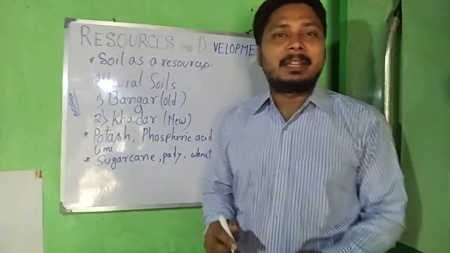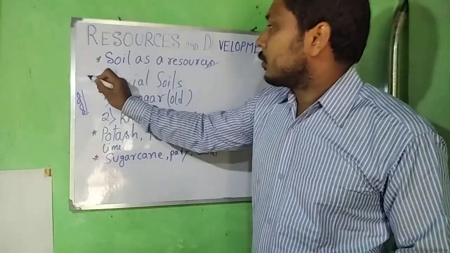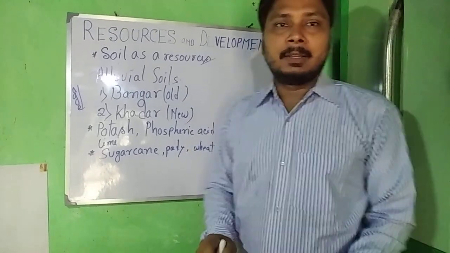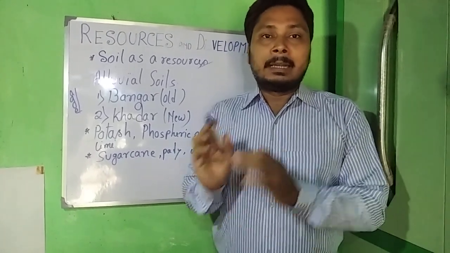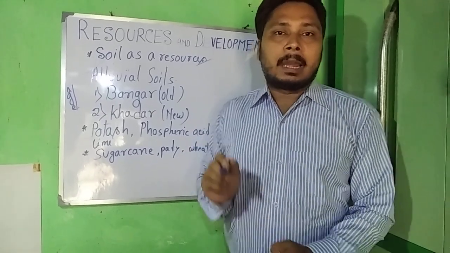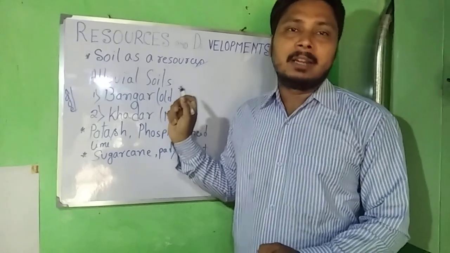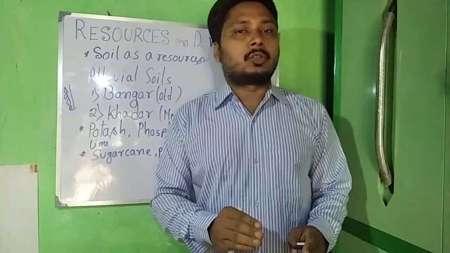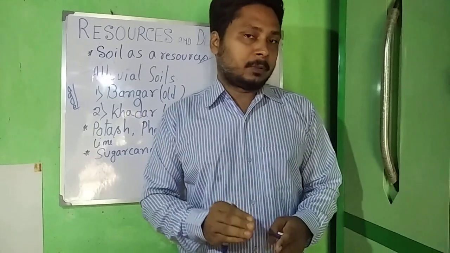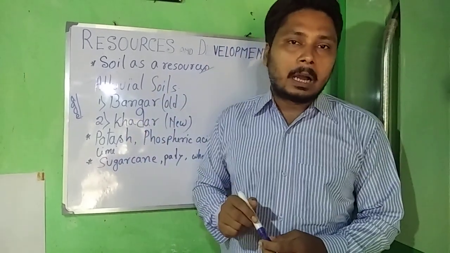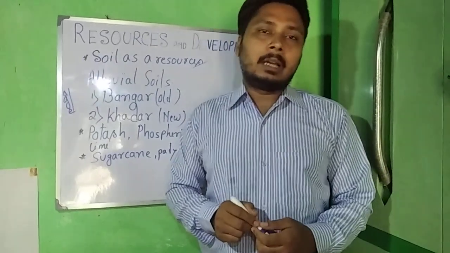Now the next point is the classification of soils, and the first soil is alluvial soil. Alluvial soil is a very important soil because it is very fertile, and the entire northern plain is made of this alluvial soil, deposited by three Himalayan river systems: one, the Ganga, second, the Brahmaputra, and the third, the Indus.